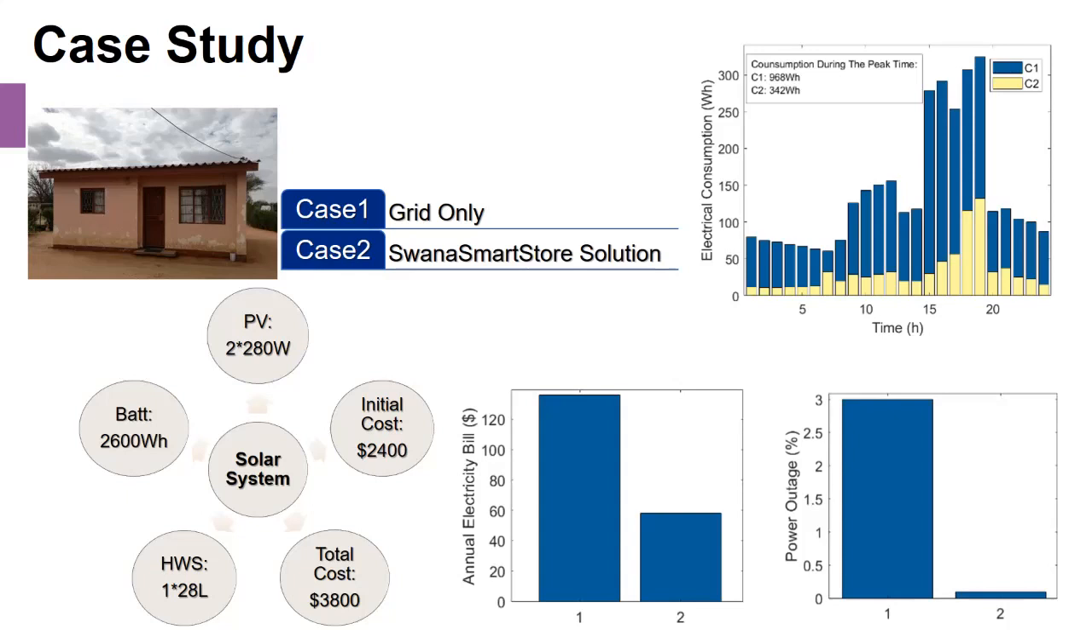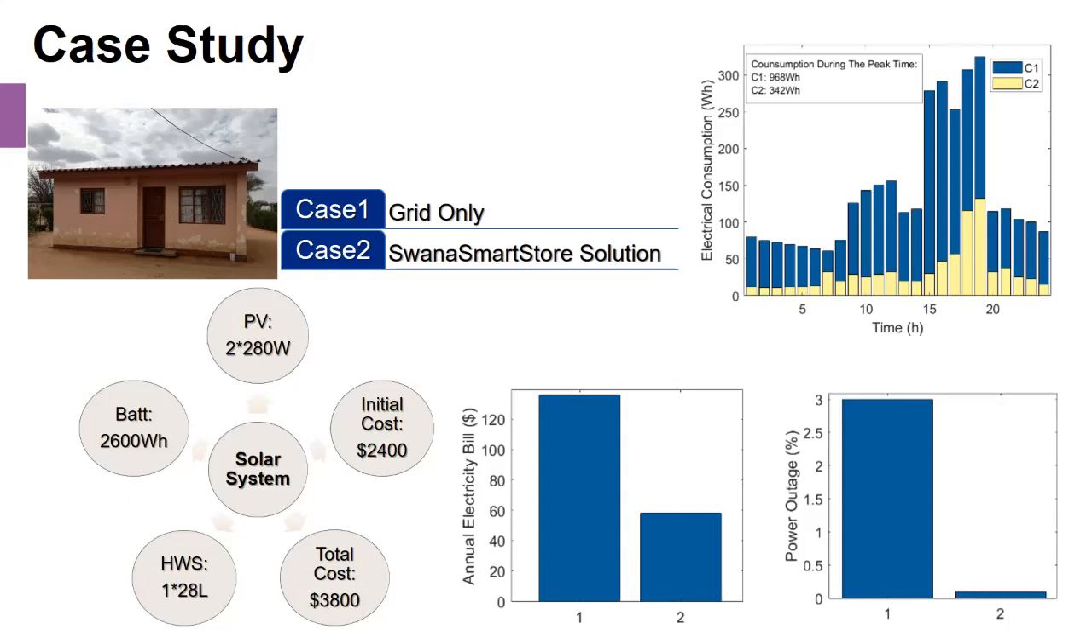The initial cost and total cost is shown in the picture, and the result shows that in the first case, power outage for customers is near 3%, but using the SwanaSmartStore solution can reduce the power outage to less than 0.1%, and it shows the solutions can provide reliable energy for the customers.